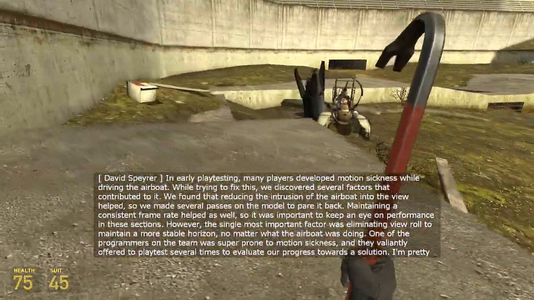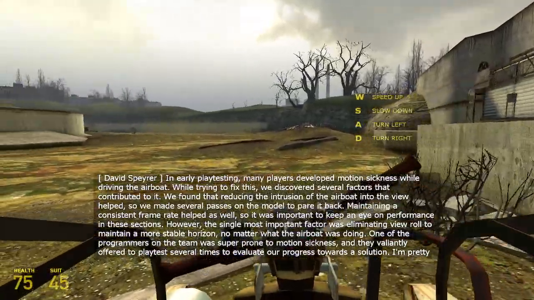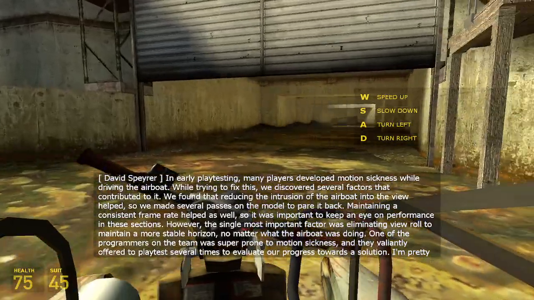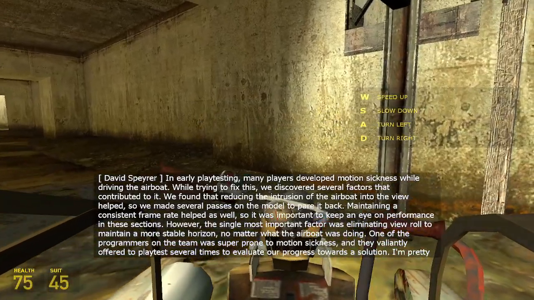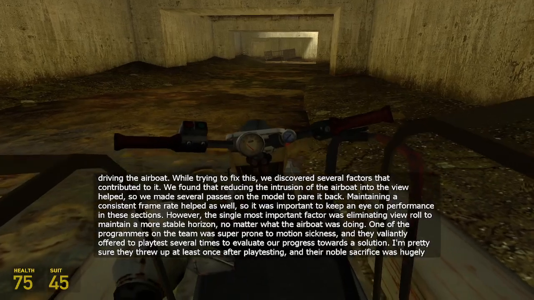Fighting motion sickness. In early playtesting, many players developed motion sickness while driving the airboat. While trying to fix this, we discovered several factors that contributed to it. We found that reducing the intrusion of the airboat into the view helped, so we made several passes on the model to pare it back.